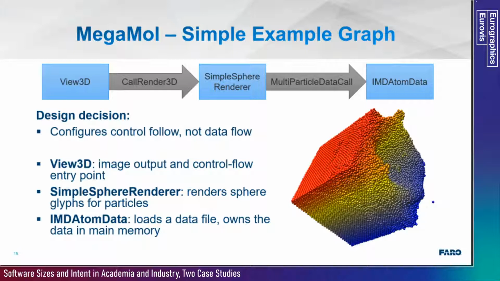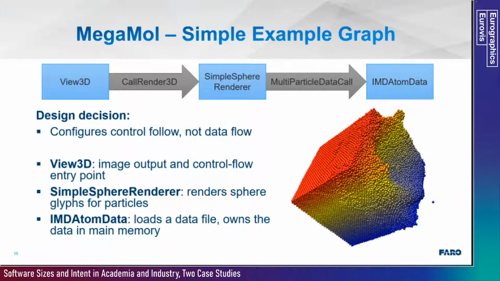Then we had, for example, a simple sphere renderer, which is sphere glyph raycasting in OpenGL, which can be shared as long as the input data is the same. And on the right hand, we have a data provider, loading data from files or connecting to a simulation.